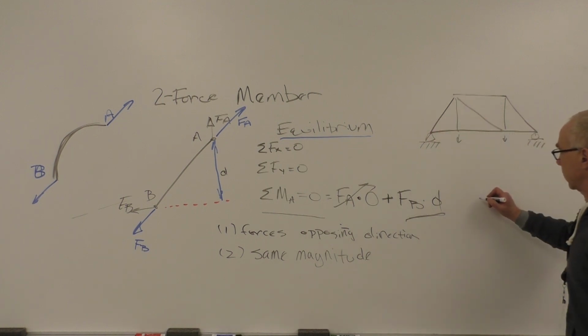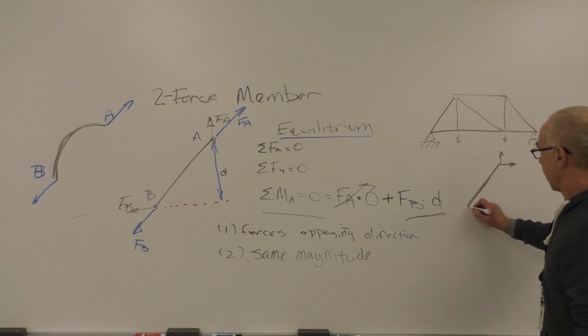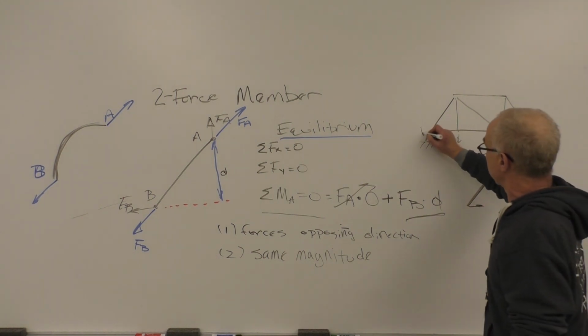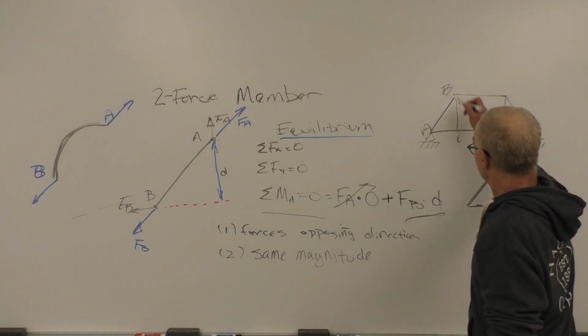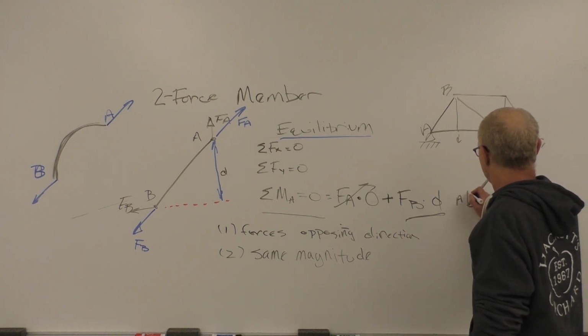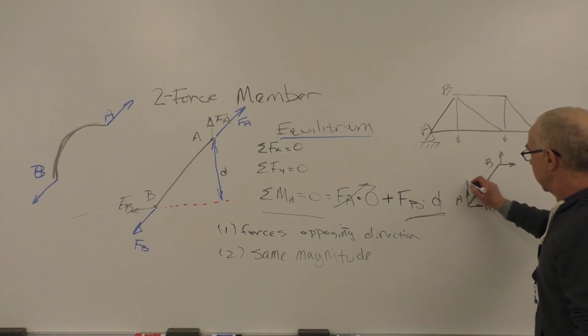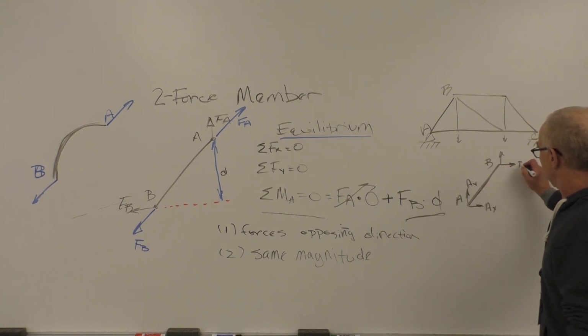So in the general case, if we didn't know it was a two-force member, we would essentially have to define 4 forces, and I'm going to give these letters A and B. So I'll put an A here, a B here. So it's going to have an AX value, an AY value, a BX value, and a BY value.